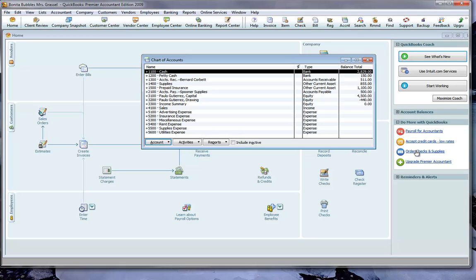And then they have accounts receivable, other current assets, accounts payable, equity. Instead of saying owner's equity, they have it listed as equity, and then they have your income and your expenses. You will notice for our equity account for drawing, it has a negative number. Why would it have a negative number?